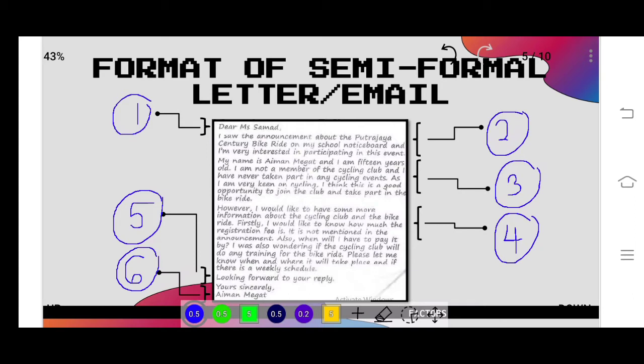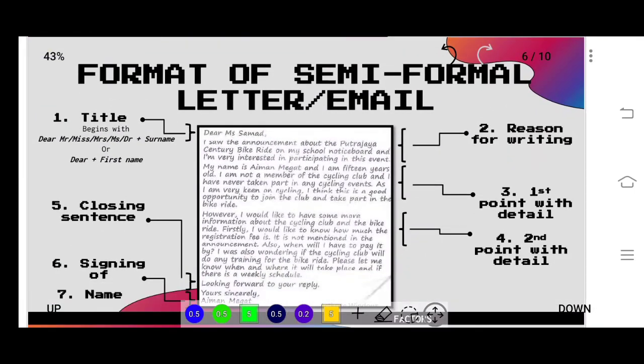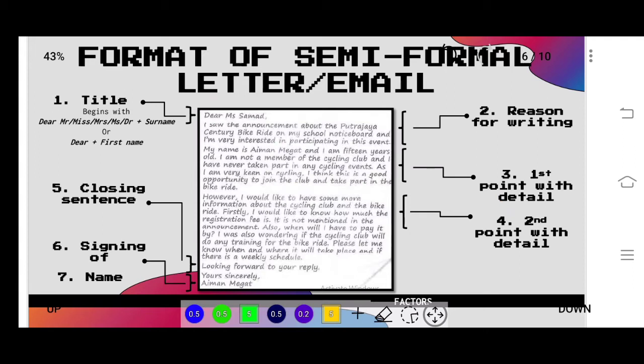Okay, so we take a look to see whether you got it wrong or correct. I already prepared the answer. This is the format of a semi-formal letter or email. Let's take a look. The first one is the greeting. You begin with Dear Mr., Miss, Mrs., or Doctor plus their surname, or you can put Dear plus their first name.